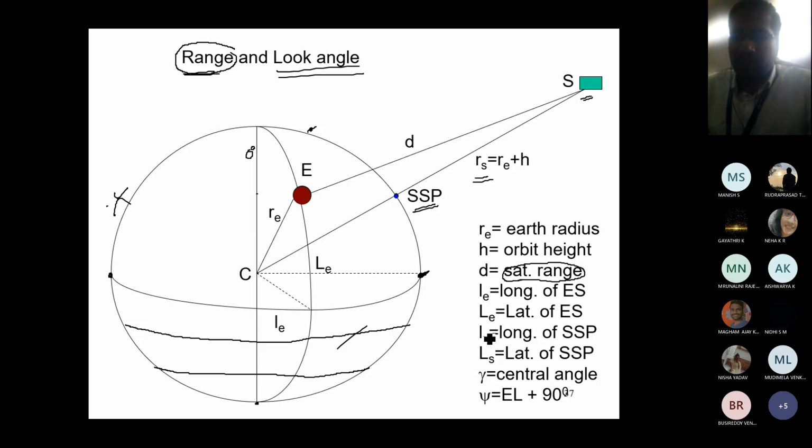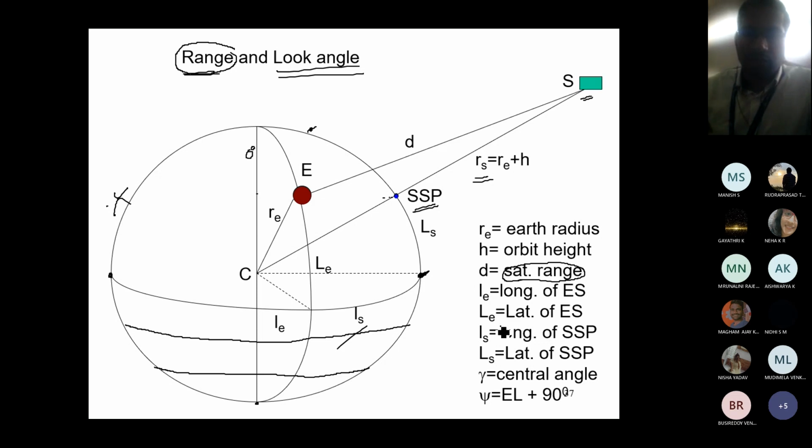And then small ls represents the longitude of the subsatellite point. That means this is the subsatellite point, and this is the longitude at which it is located. Similarly, capital LS represents the latitude of the subsatellite point, that means at what latitude it is located. If you make a horizontal line, that is the latitude of the subsatellite point. So these are the different symbols we have used.